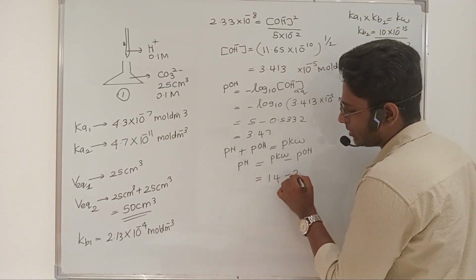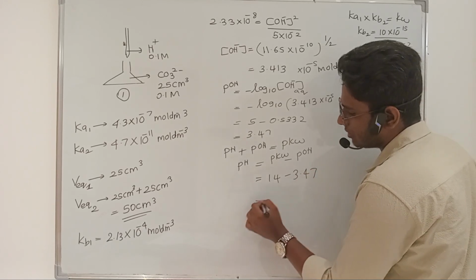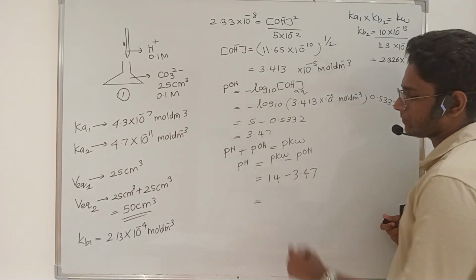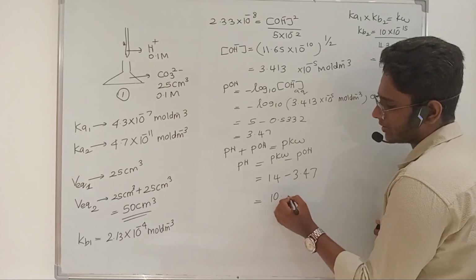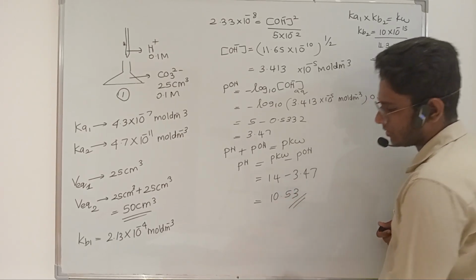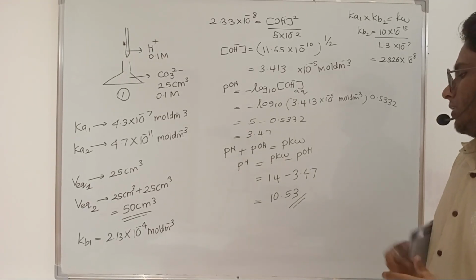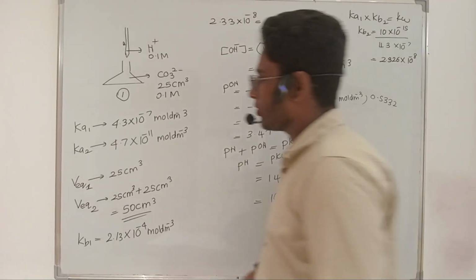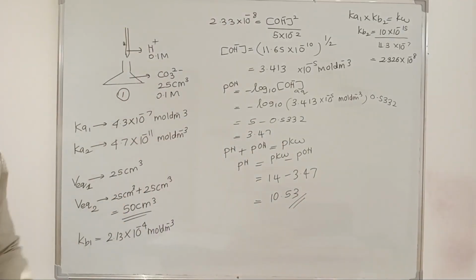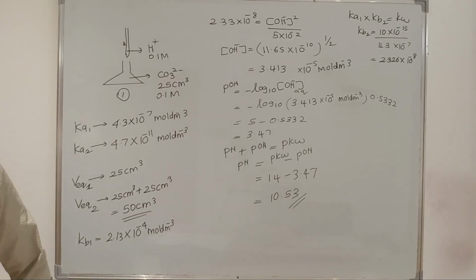pOH is gonna be 3.47. So it's around 10.53, right? 10.53. The pH is 10.53 at the first equivalence point. Okay, understood?